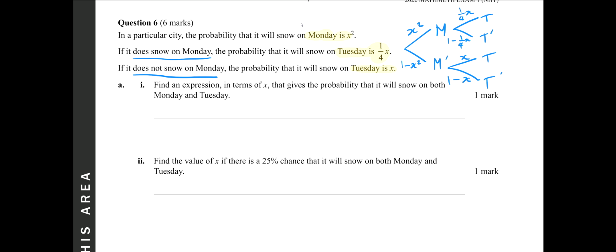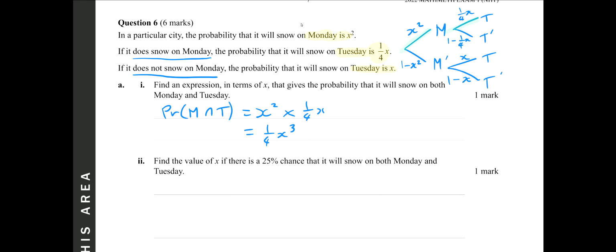Excellent, so now moving on to the question, we want the probability that it will snow on both Monday and Tuesday. In other words, it wants m intersection t. So to do this, we simply are going to move across the tree diagram from left to right, like this. So Monday we want, and we want Tuesday right there. So it's going to be x squared multiplied by 1/4 x. And that will be, of course, 1/4 x cubed. There we have it. So that's the probability that they want. Moving on to part 2.